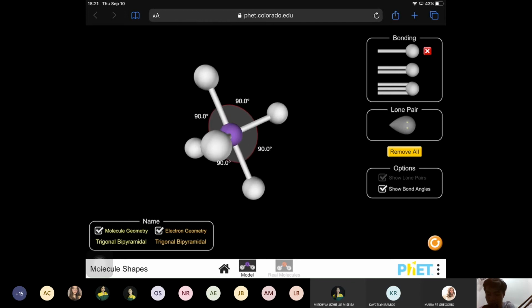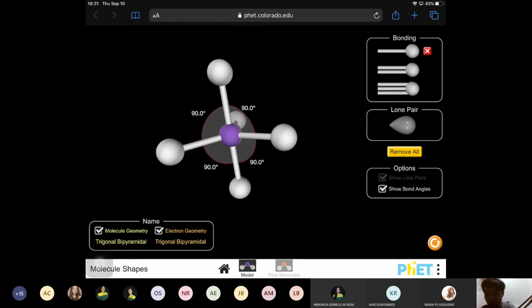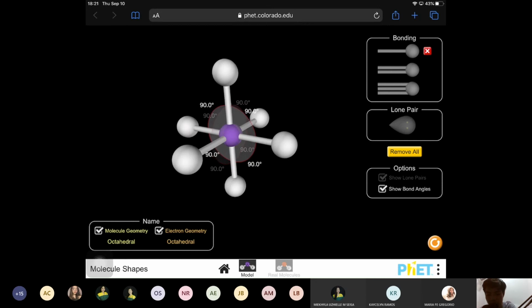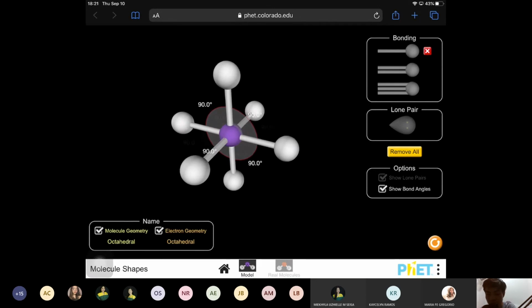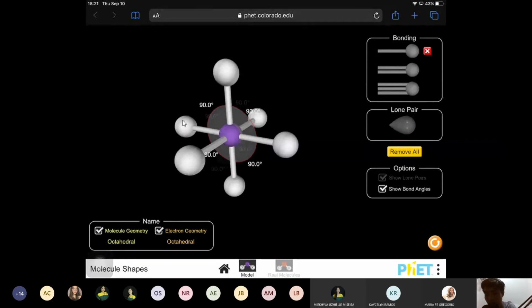Pag 5, anong shape yan? Trigonal bipyramidal. Triangle yung base. Then we can do pyramids, no? Pyramid sa taas, pyramid sa baba. Then, the last one, if 6 yung nakadugtong sa central atom, we can have square bipyramidal or octahedral. Ito yung square na base.